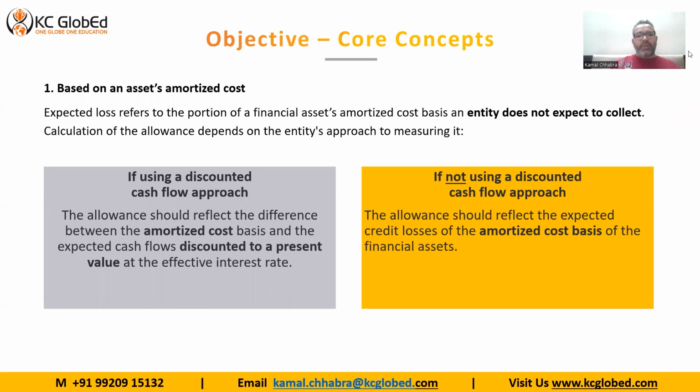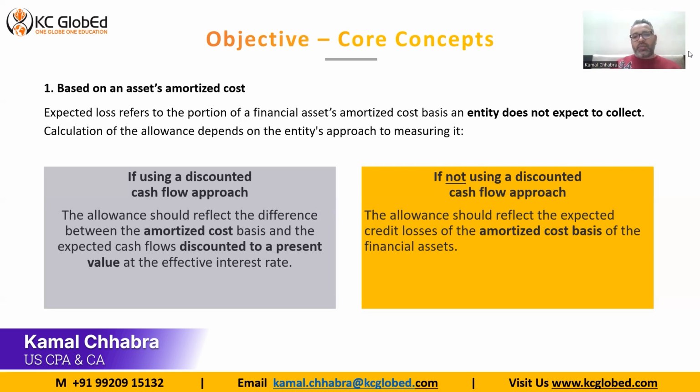Expected loss refers to the portion of the financial assets' amortized cost basis an entity does not expect to collect. So if you are expecting not to collect any money, then you need to look at the credit loss, and accordingly do the calculation of allowance, which depends on the entity's approach of measuring that expected credit loss. There are 2 methods given in the Accounting Standards Codification. First is using a discounted cash flow approach, and second is not using a discounted cash flow approach.